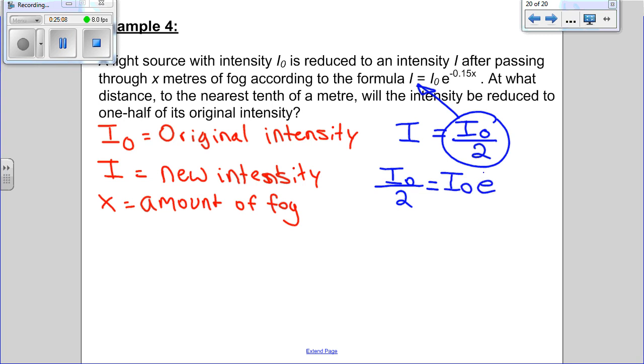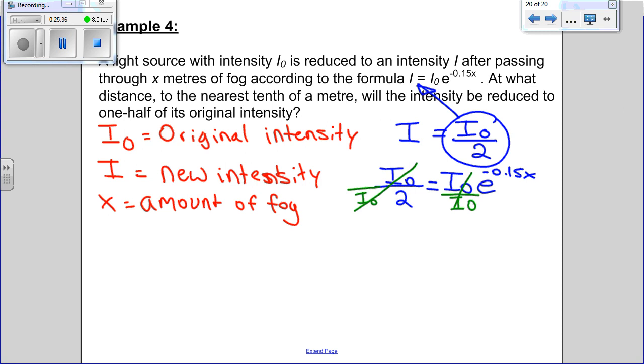I could simplify that equation by moving the I naughts to the same side. So divide by I naught, divide by I naught. They'll cancel out on the right side. What will they also do on the left side? They'll also cancel out, leaving you with 1/2 equals e to the power of negative 0.15x.